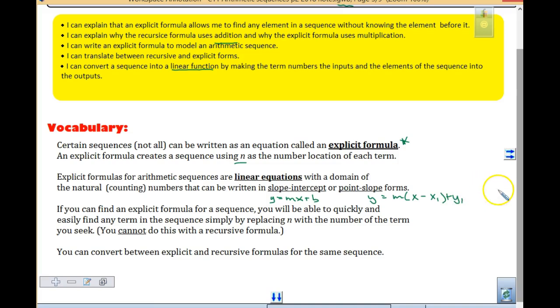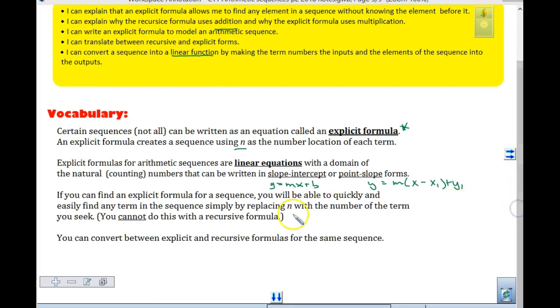Now, some of you are doing a great job remembering those. Some of you are kind of forgetting the beginning of the unit. Make sure you keep going back. This is going to be a big test. If you can find an explicit formula for a sequence, you're going to be able to quickly and easily find any term in the sequence simply by replacing the n with the number of the term.